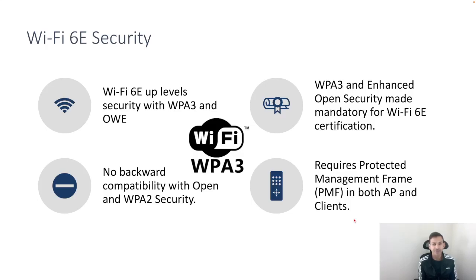What does Wi-Fi 6E security provide us? It makes WPA3 and PMF mandatory. With the help of WPA3, we are going to have improved encryption to provide better security for our wireless client devices. And on top of that, we are going to have protected management frames that are going to help so that bad actors that try to take access over the data or control, like man-in-the-middle attacks and various other wireless attacks, could be avoided.